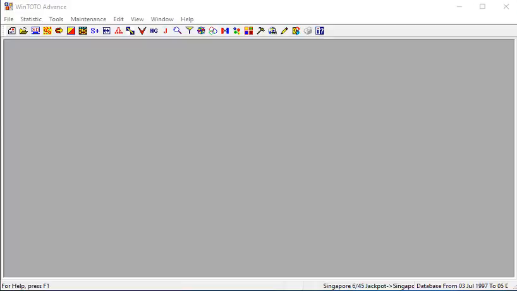Now we have a lot of our users who came back and shared with us personally how they feel before and after the use of WinToto Advanced Software. Firstly, before they used it, they hardly could win anything. If they ever did, it was all blind guessing. But after the use of WinToto Advanced Software, their confidence level has gone up many fold.